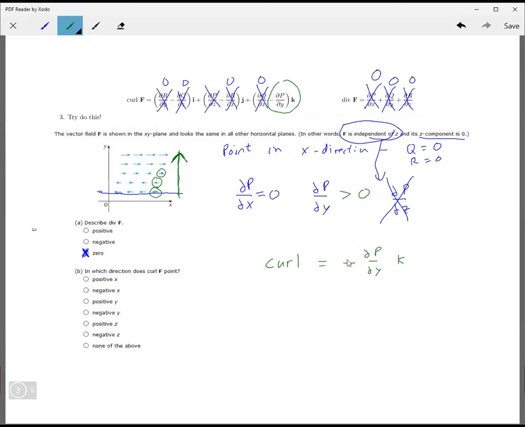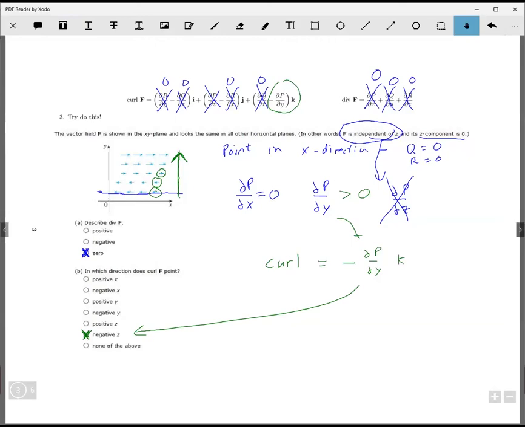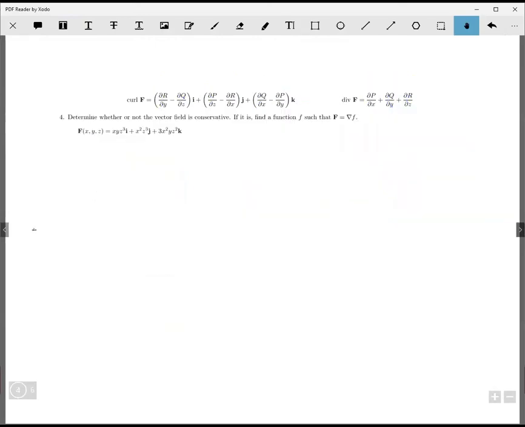Well, here's a negative sign here, and this is positive, right? So that means this whole thing is going to be negative. So it's going to go in the negative z direction. That's just a little bit to help you see a little bit of how these things interact.